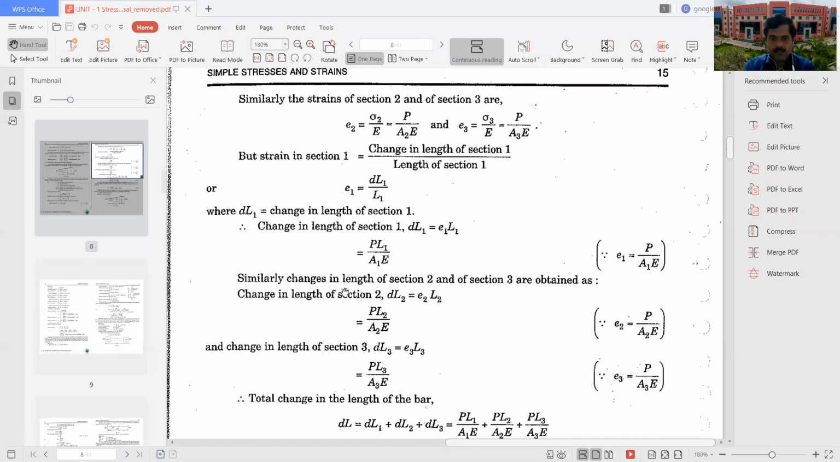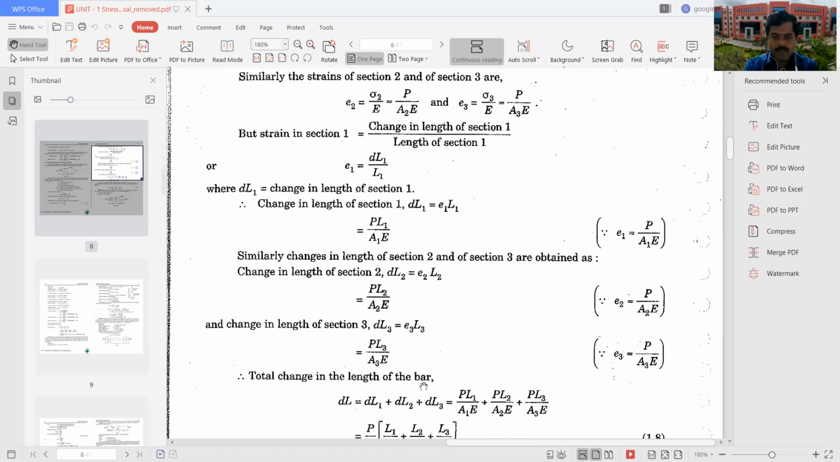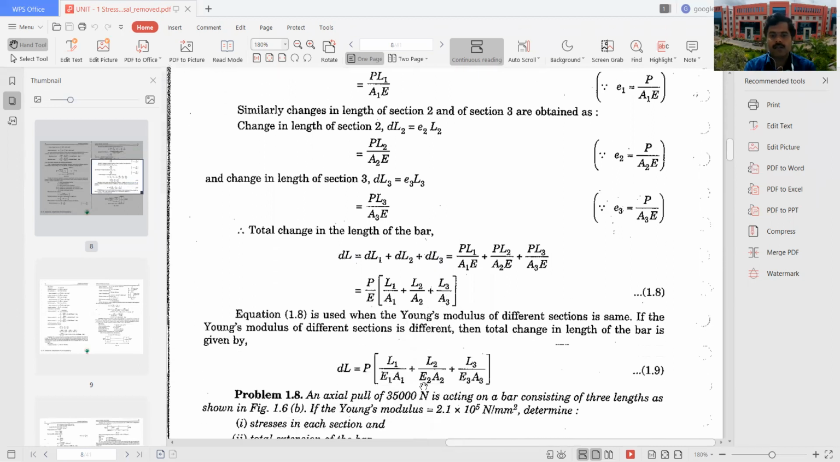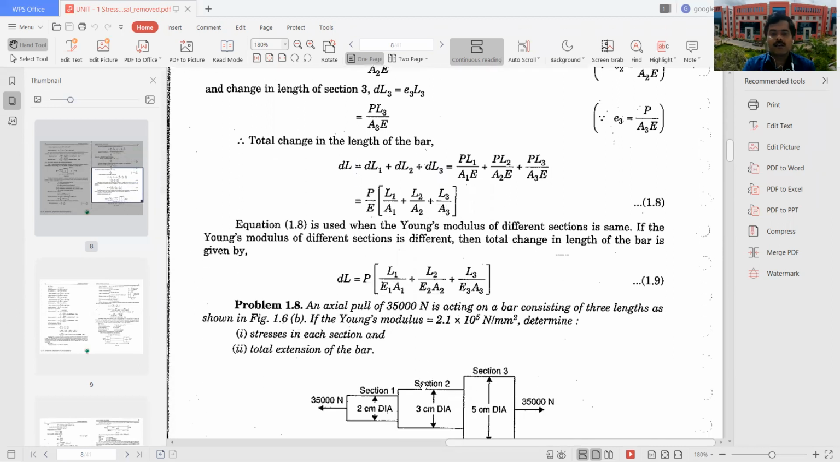Similarly, the changes in length of sections 2 and 3 are delta L2 equal to P L2 by A2 E, and delta L3 equal to P L3 by A3 E. Therefore, the total change in length of the bar, delta L, is equal to delta L1 plus delta L2 plus delta L3, that is P L1 by A1 E plus P L2 by A2 E plus P L3 by A3 E. Generally, delta means P L by A E.